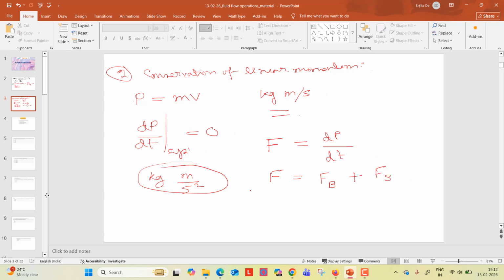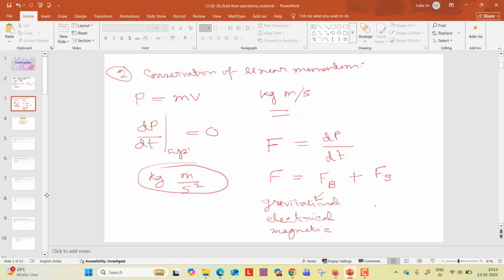So body force means what? Body force means something which can actually work without any physical contact, right? Like gravitational force. So there is always a gravitational force. So this is a body force. Then suppose you are in an electric medium or some particle is in electric medium. So this electrical force is your body force. Magnetic force is your body force.